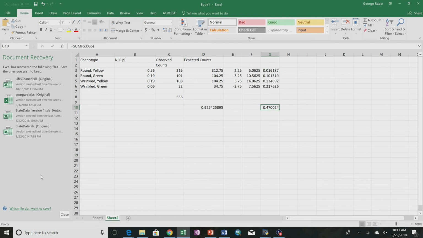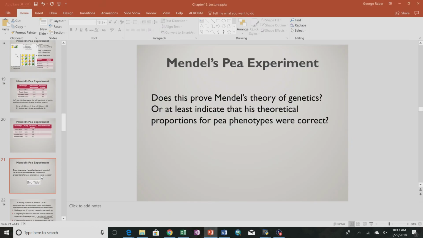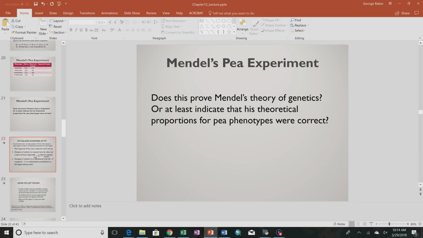So, yeah, it's really strong evidence in support of the null hypothesis being correct. So, disprove Mendel's theory of genetics? Yeah, I mean, well, it at least indicates that the theoretical proportions for the phenotypes were correct, or most likely correct. Right? So that's good.